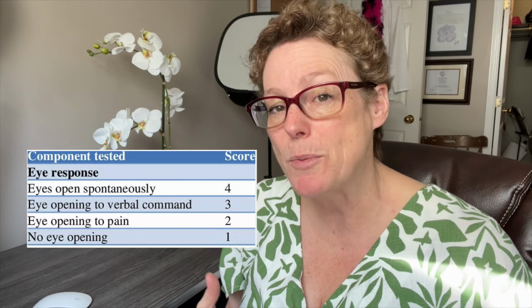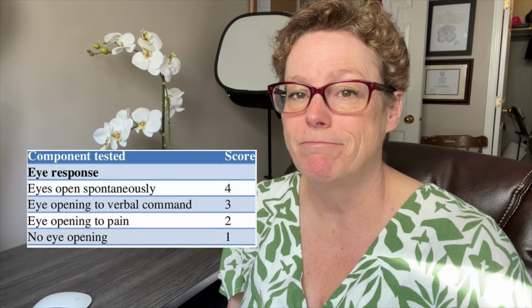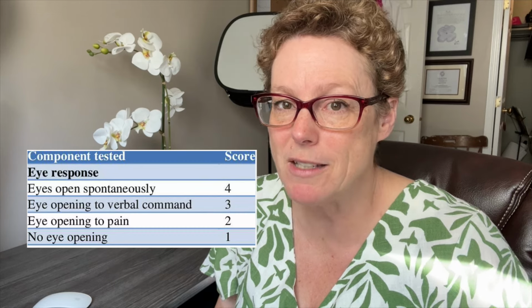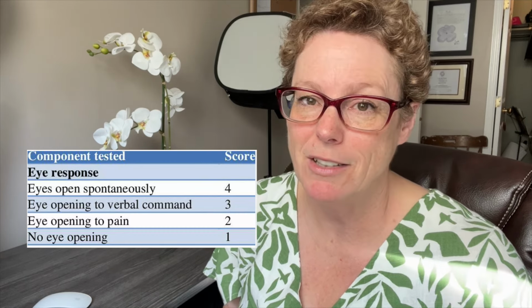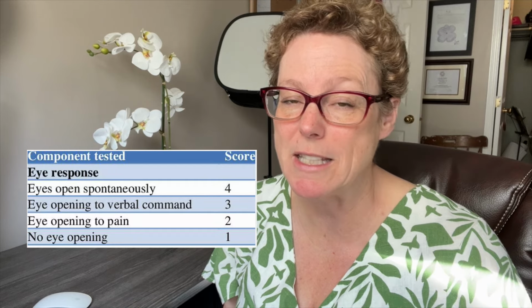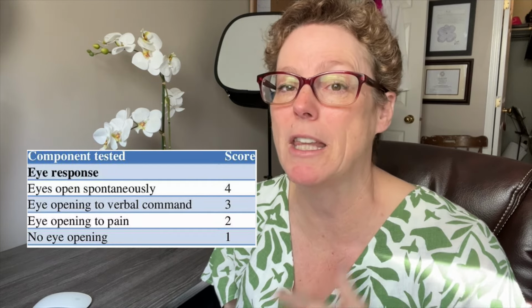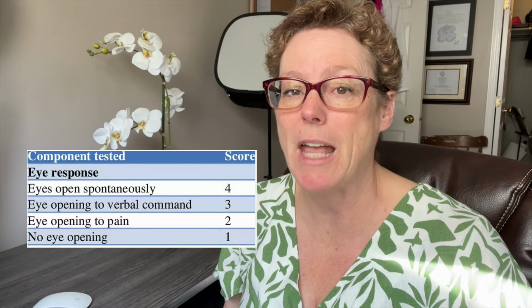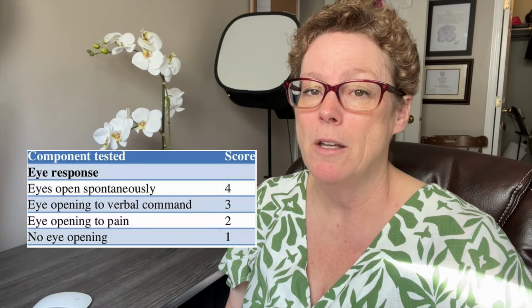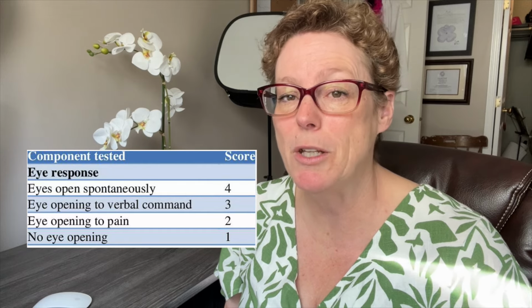A 3 out of 4 is when they open their eyes to speech. Mrs. Johnson, open your eyes. And they open their eyes. They hear you, they open their eyes. They might be tracking you, they might not be, but the thing is that when you speak, the eye response is there. That would be a 3 out of 4. Eye opening to pain, it'd be a 2 out of 4.